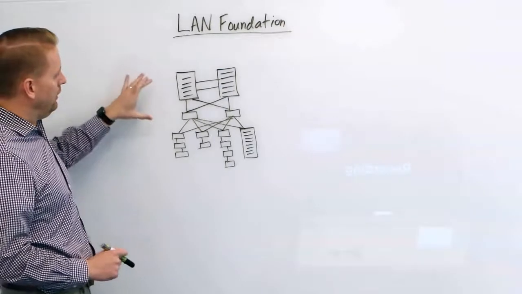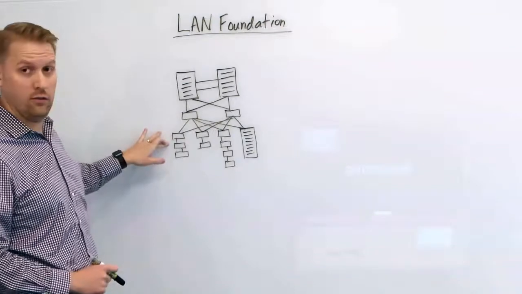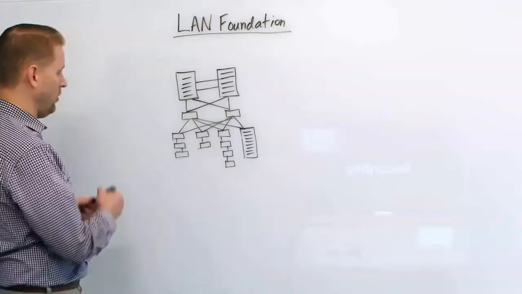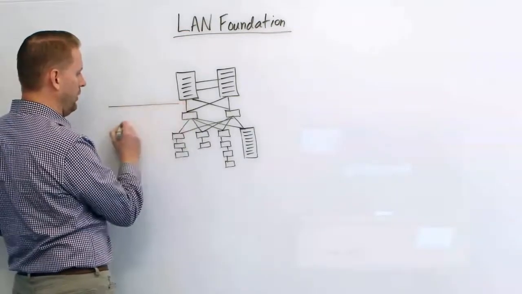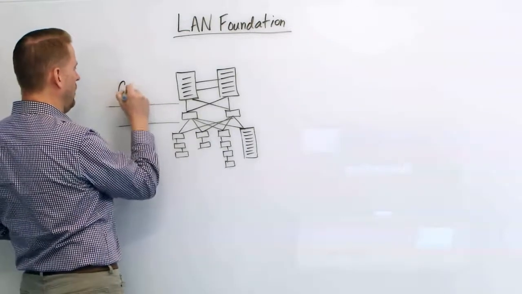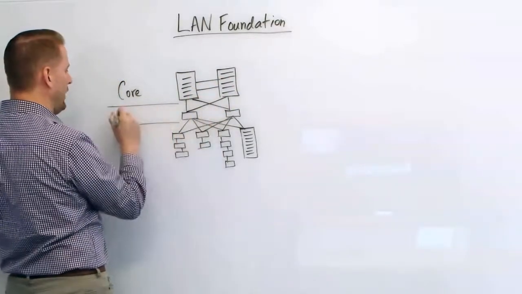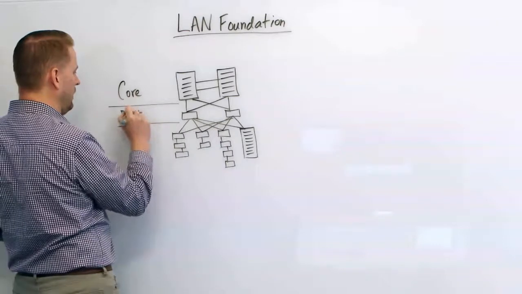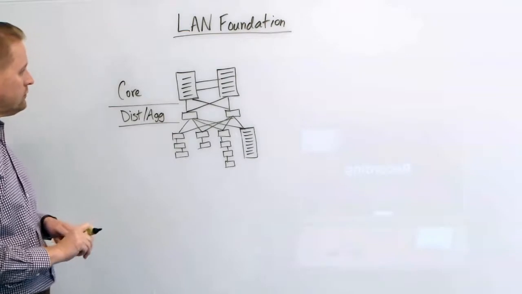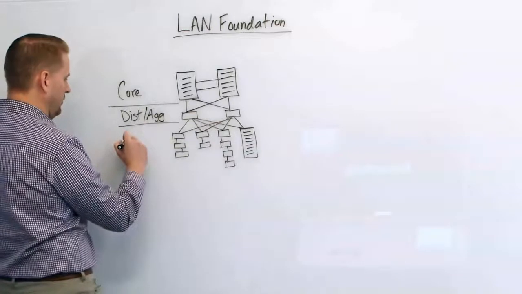I've drawn a basic local area network diagram here. Each of these boxes represents a switch, and each switch is interconnected together. We've got several different layers here. What's commonly referred to as the core is the top layer, so these are core switches. The middle layer is referred to as the distribution or sometimes the aggregation layer. So these are distribution switches and these are access switches.